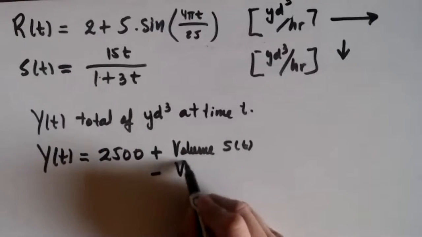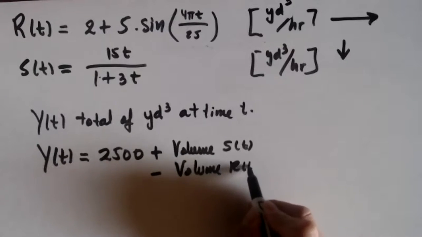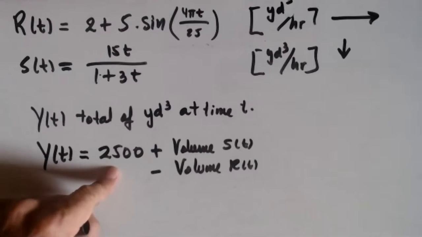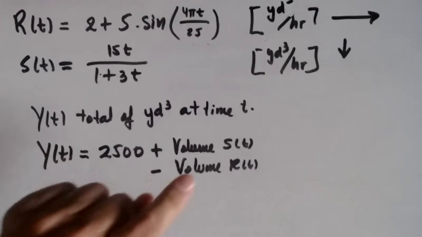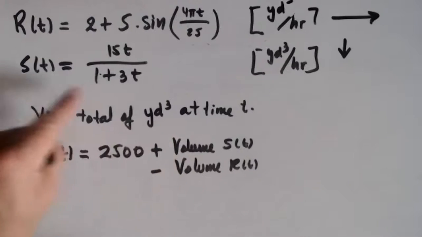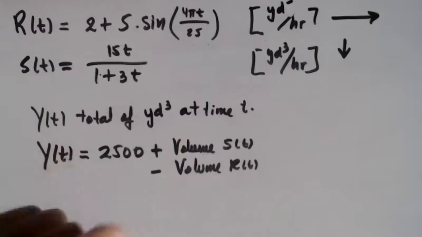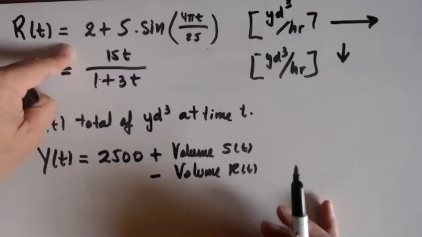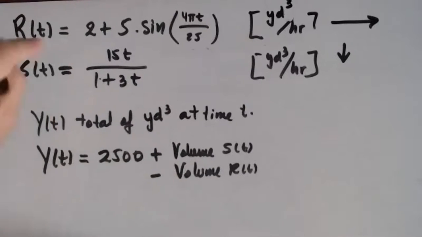And you subtract the volume from the R of t. So this is the formula I have to put. You have at the beginning 2,500 cubic yards of sand on the beach. You are adding with this machine this volume. This is the rate of change at which you pour this volume. And then you subtract the volume that the tide removes with this rate of change.